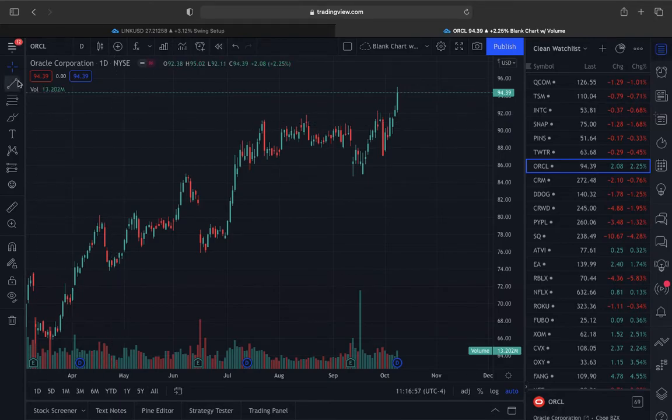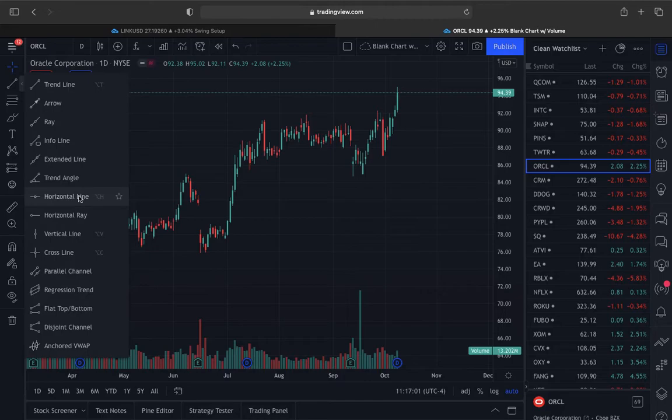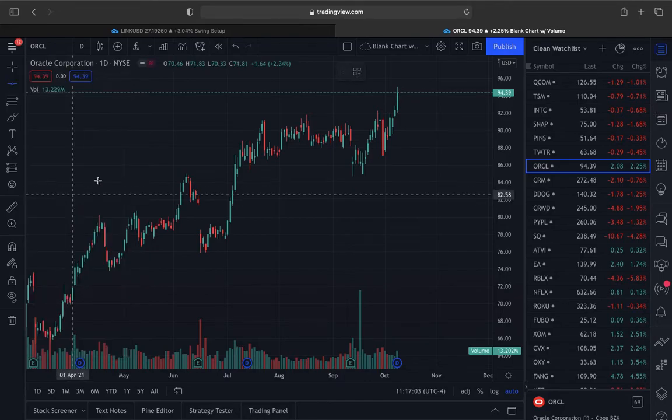So the first tool that I'm going to use, and I'm on TradingView, is the horizontal line tool. This is going to allow me to draw lines horizontally on my screen. How I chart my support and resistance is really easy. I use something called the 2 to 3 touch rule.